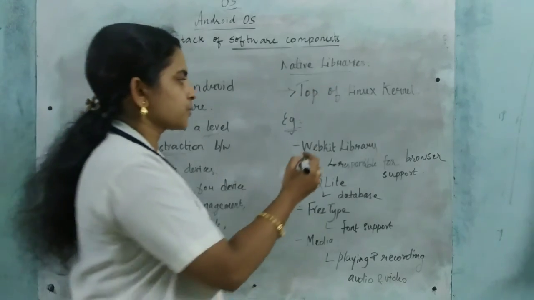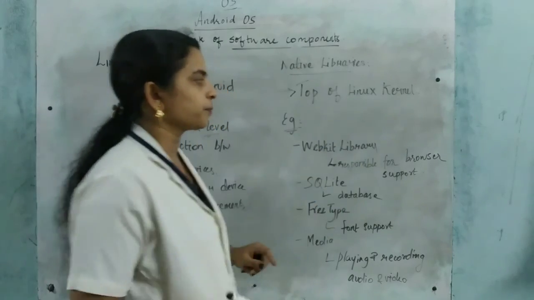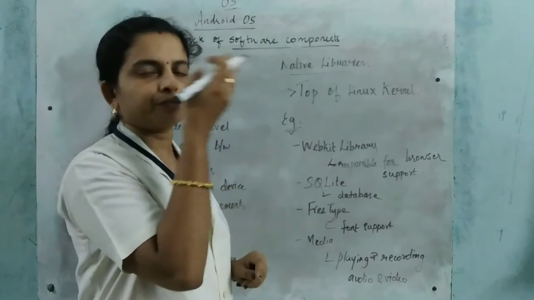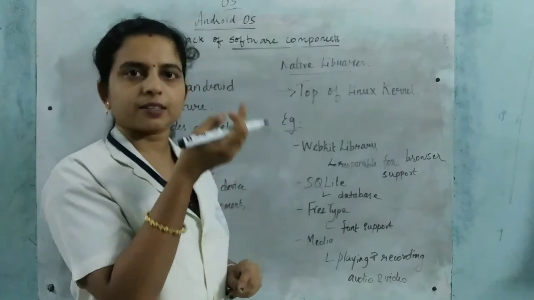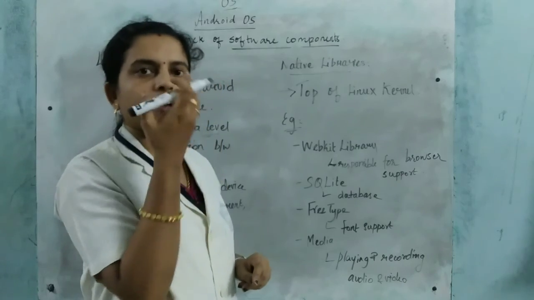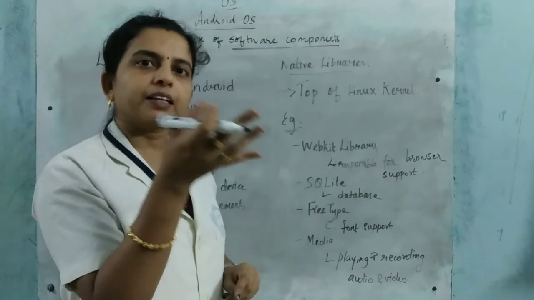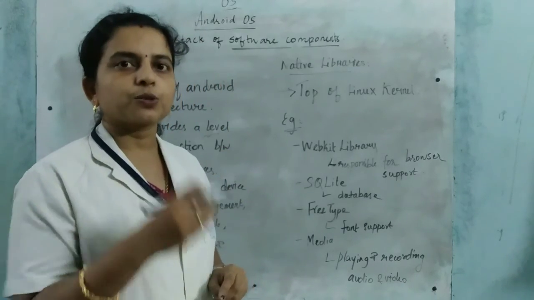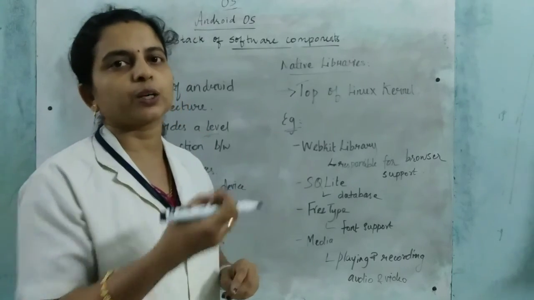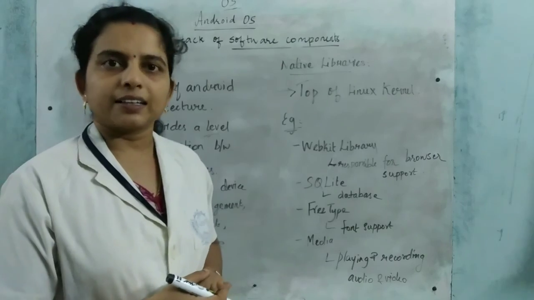The first one is the WebKit library. What is a library? A library is a set of default files. It will be there in your computer system or your mobile devices. If you take the Android operating system, some files will be there in it, and we call those libraries. With the help of libraries, we can do some functionalities in the device.